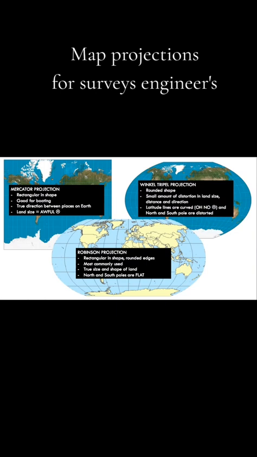And finally, we have the Winkel-Triple projection, which is in your top right corner. This one's rounded in shape. There's a small amount of distortion in land size, distance, and direction, but our latitude lines are curved. Oh no, sad face. And the north and south pole are distorted.